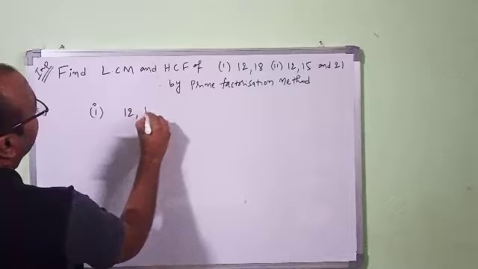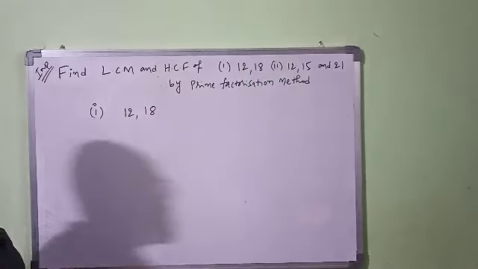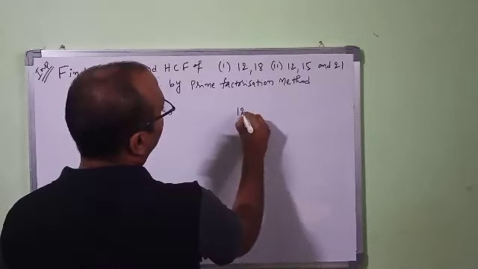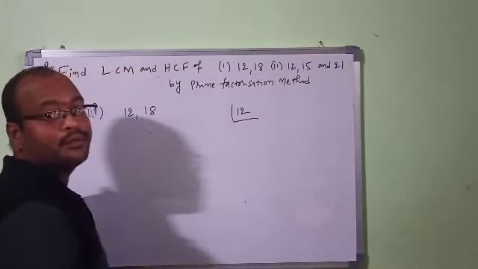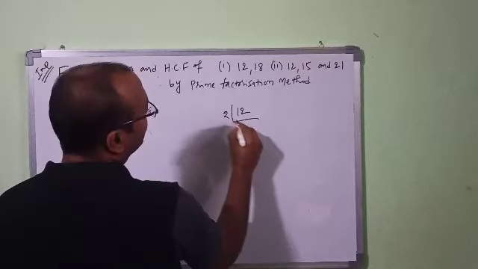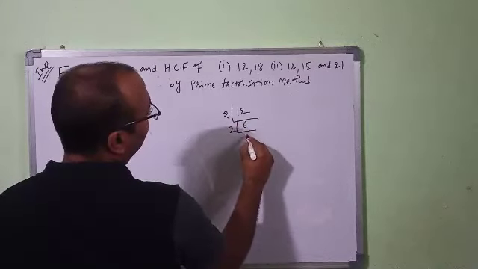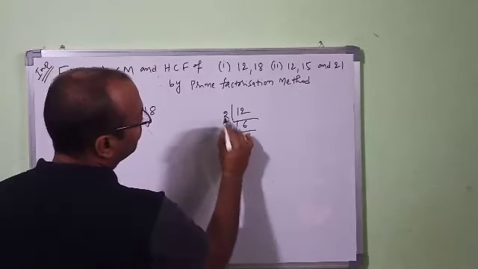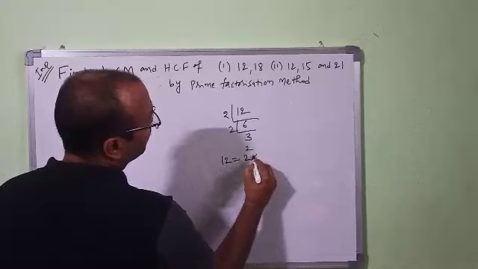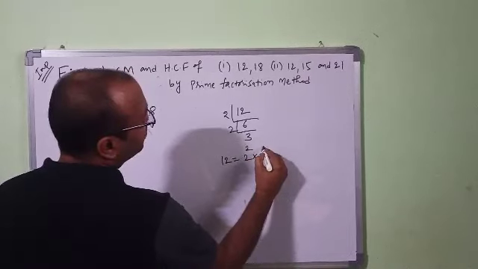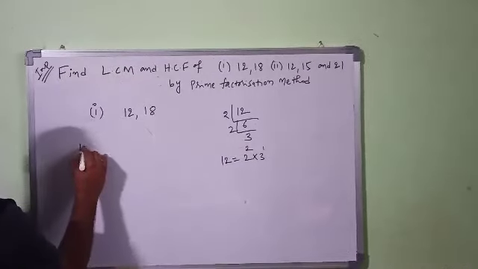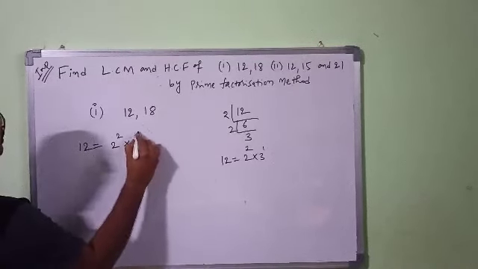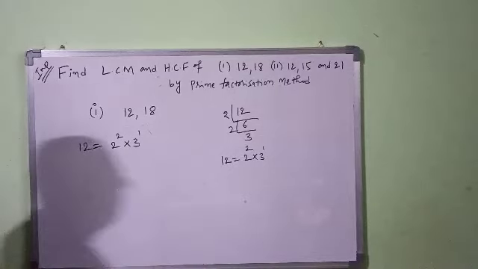12, 18. Prime factors means we have to take only prime numbers. So if you take 12, 2 is the prime number, I will start with 2 here. 2 sixes are 12, 2 threes are 6. How can we write here? 12 equals 2 into 2, that is 2 square, into 3, where nothing is written, meaning power 1. So finally 12 can be written as 2 square into 3 power 1. This is the prime factorization of 12.